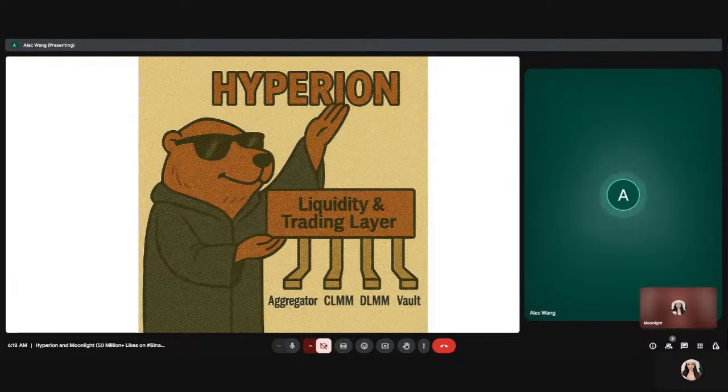The second and third things are CLMM and DLMM. CLMM once again refers to concentrated liquidity market maker. So how do you understand that? Have you ever tried to use some strategy while trading? Have you ever heard of a grid strategy, which helps you automatically sell high and buy low? Right. Yeah. So you could take CLMM as a grid strategy.